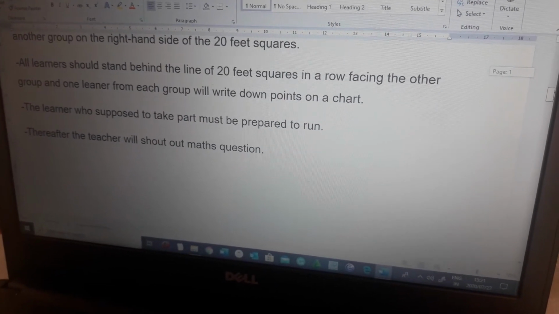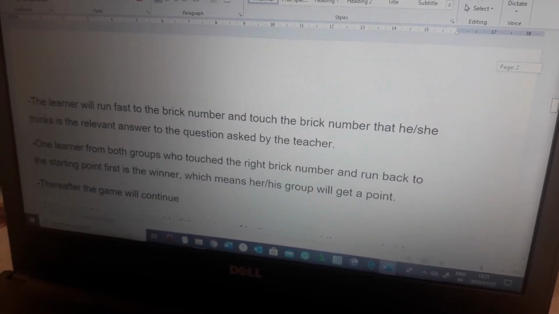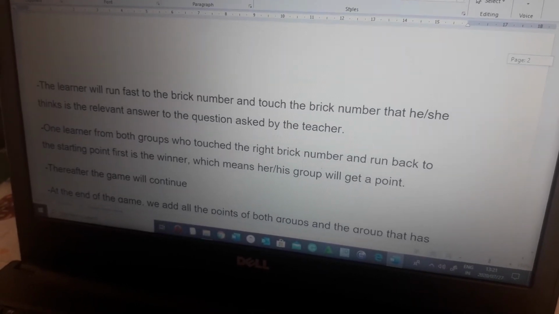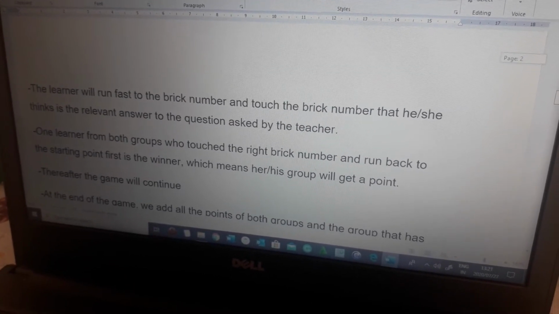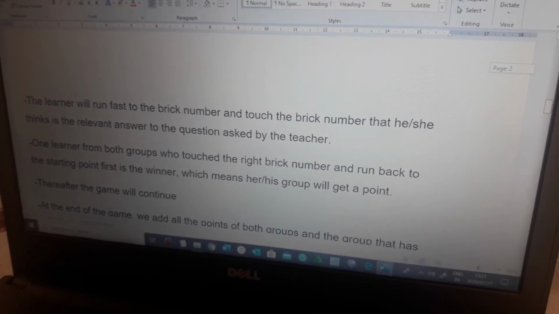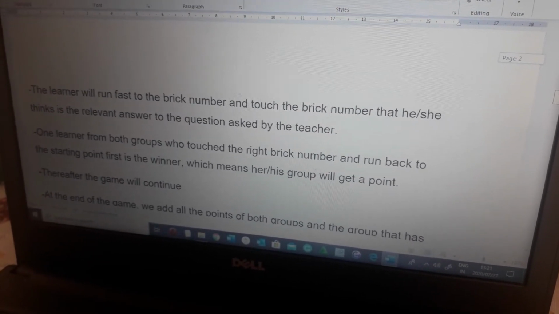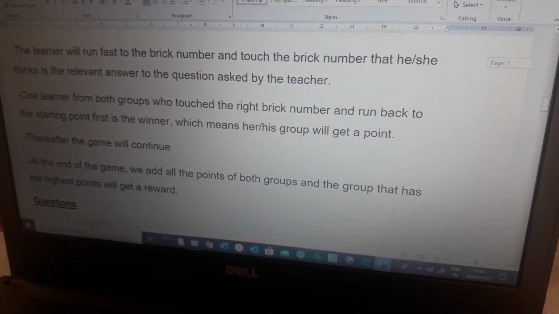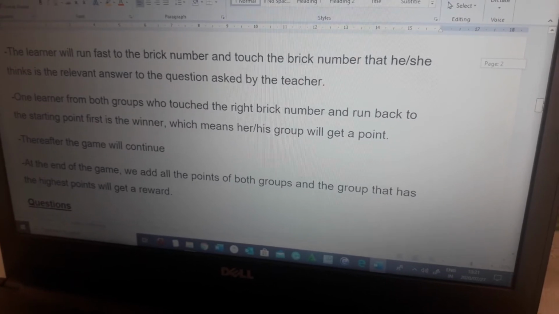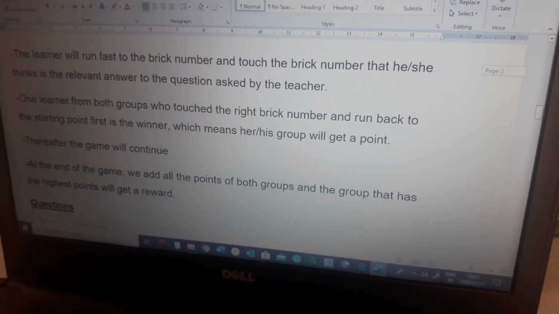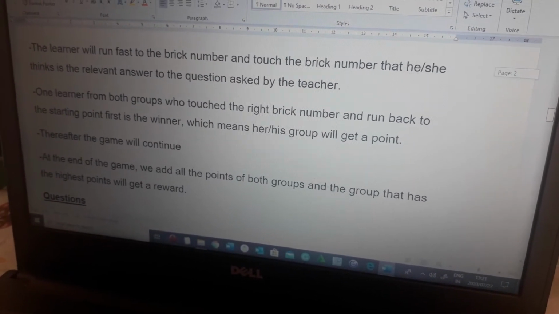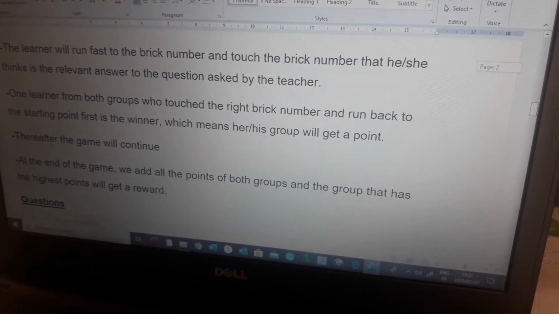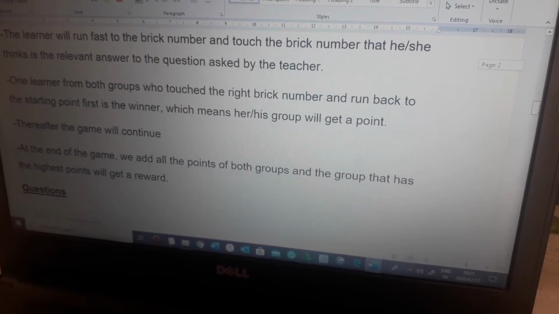Thereafter, the teacher will shout out maths questions. The learner will run fast to the brick number and touch the brick number that he or she thinks is the relevant answer to the question asked by the teacher. One learner from both groups who touched the right brick number and ran back to the starting point first is the winner, which means her or his group will get a point. Thereafter, the game will continue. At the end of the game, we add all the points of both groups, and the group that has the highest points will get a reward.